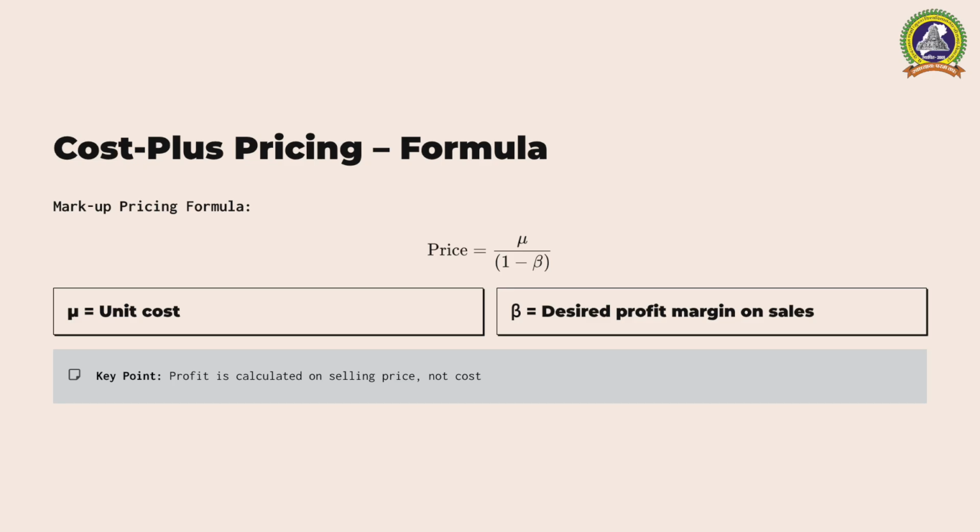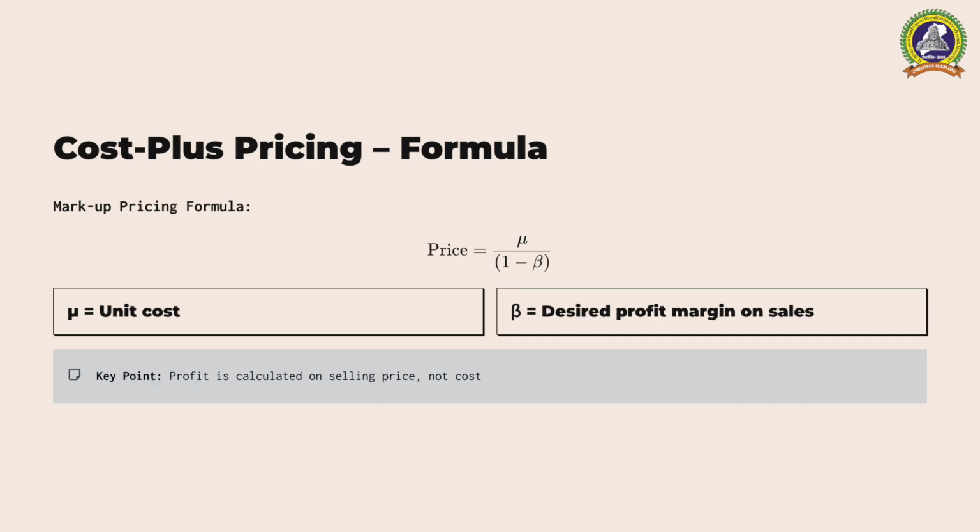What does this symbol represent? Mu is the unit cost. This is your total cost per unit, including fixed and variable cost. Beta is the desired profit margin on selling price. Why is it 1 minus beta? Think about it in this way.